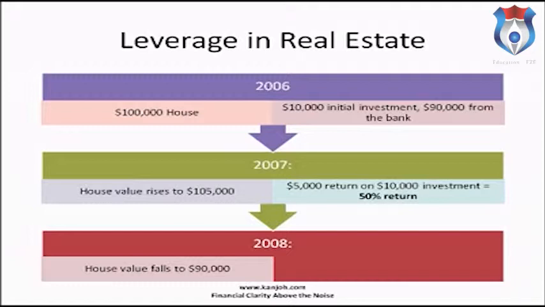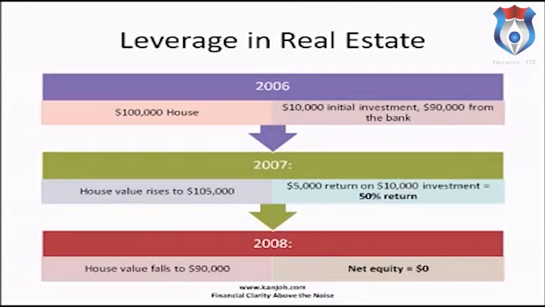You now have a $90,000 house, but you also owe $90,000 to the bank because remember, you borrowed $90,000 to finance this investment decision. So your net equity is actually zero. Your $10,000 investment, you've lost the whole thing.